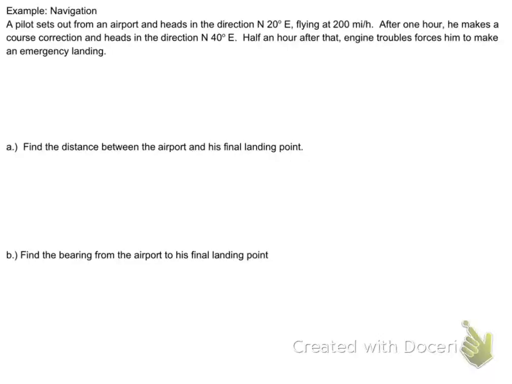We ended on this problem with the other class, and it says that a pilot sets out from an airport, heads in the direction of north, 20 degrees east, flying at 200 miles per hour. After 1 hour, he makes a course correction and heads in the direction of north, 40 degrees east. Half an hour after that, engine trouble forces him to make an emergency landing. Question 1, find the distance between the airport and where he landed. 2, find the bearing from the airport to his final landing point.